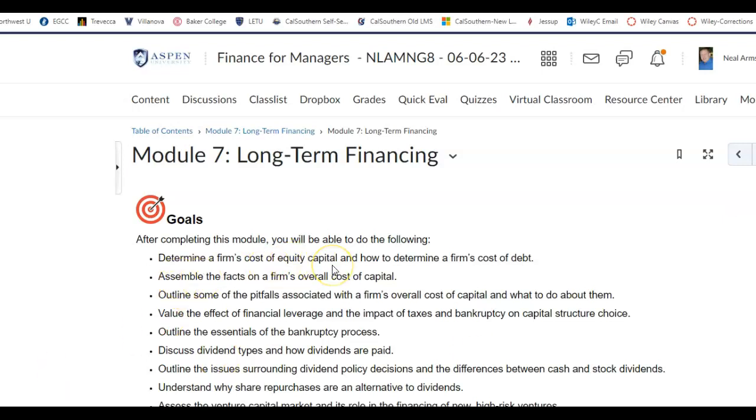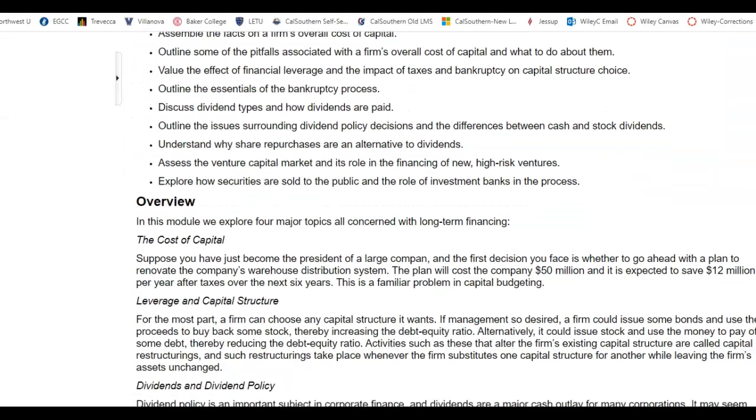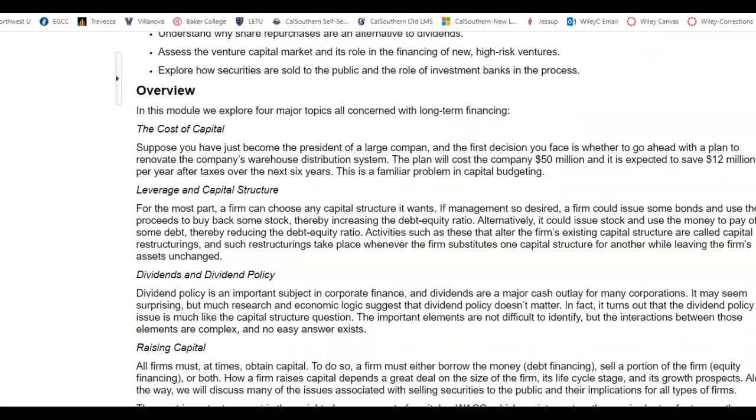Determine the cost of equity capital. We're going to look at firms' overall cost of capital as well. And we're going to definitely look at different dividend types, how they're paid. So these are some major topics we're going to look at in there.